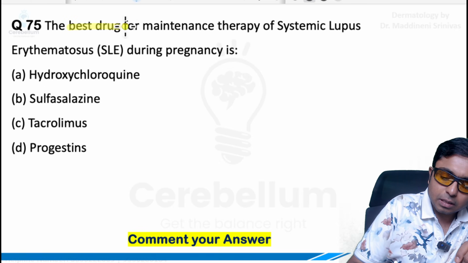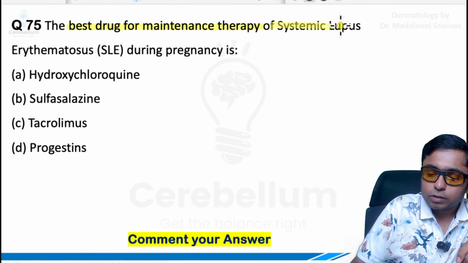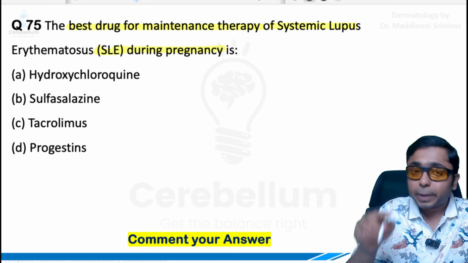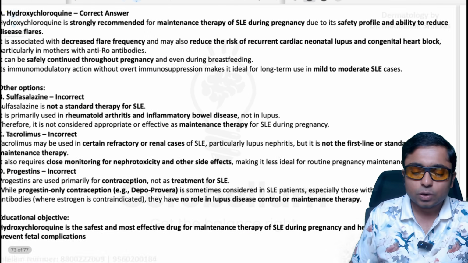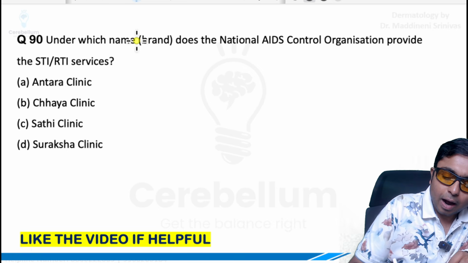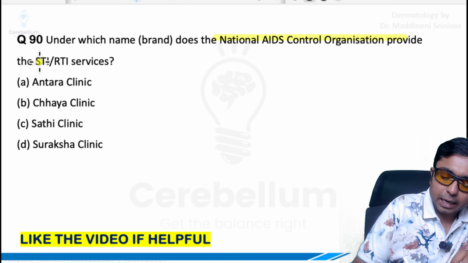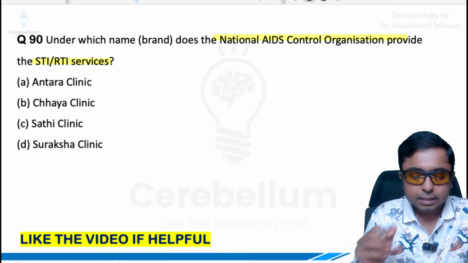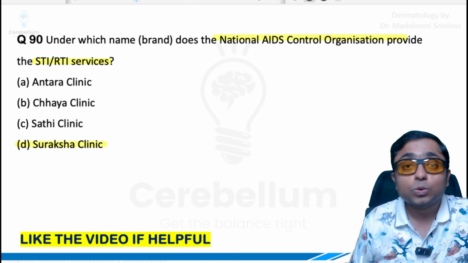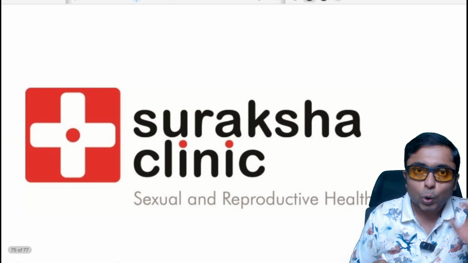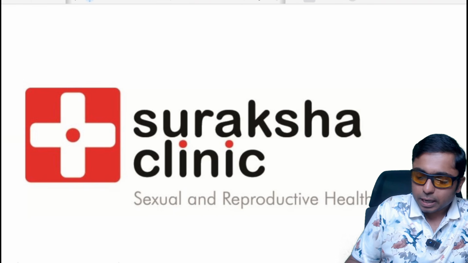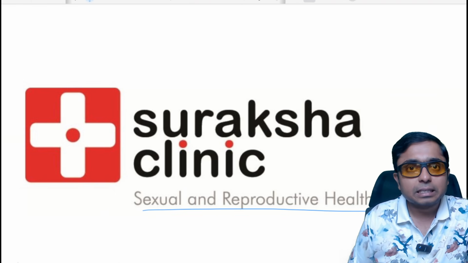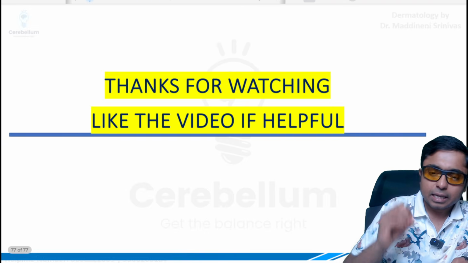Next, the best drug for maintenance therapy of systemic lupus erythematosus during pregnancy. Remember, it is HCQ, hydroxychloroquine. This is a factual one-liner based question. Under NACO guidelines, RTI and STI services are provided at the Suraksha Clinic, and this is the logo, Suraksha Clinic, which is related to the sexual and also reproductive health services given under NACO.